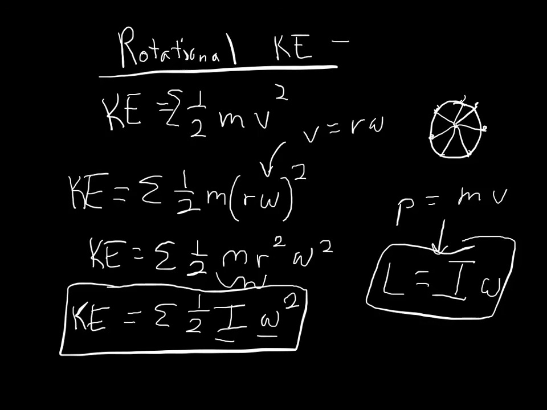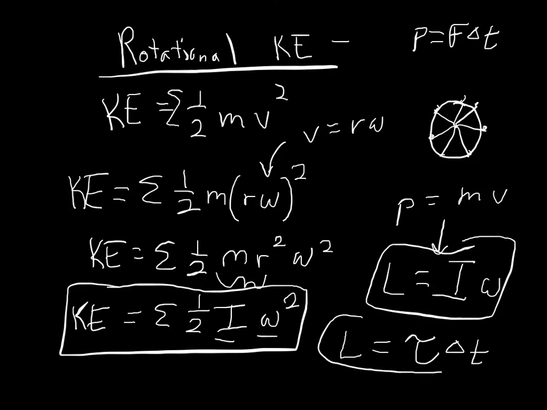Or, if I want to draw analogy to my other definition from the calculus definition, if we remember, P is equal to a force times a change in time. So instead of using force, we use rotational force, tau, and change in time. Time does not depend on whether you're going in a circle or not, so L can also be equal to torque times change in time.